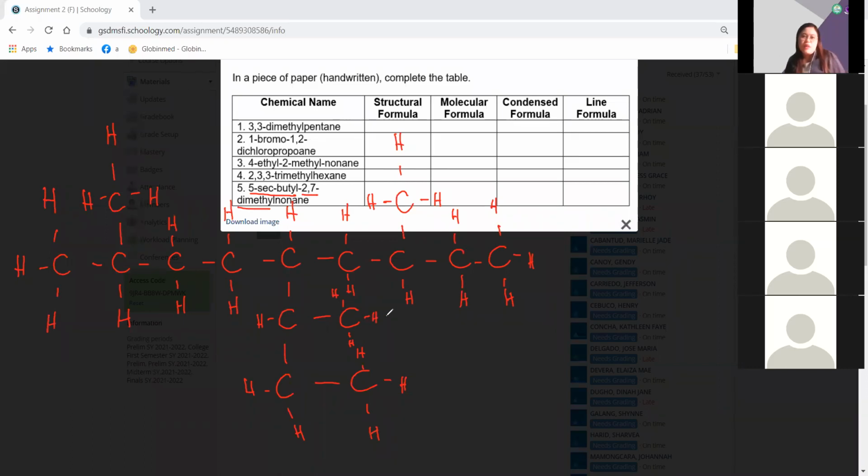Okay. So that is now the structural formula of 5-sec-butyl-2,7-dimethyl-nonane. Medyo nakulangan lang ako ng space kasi nag-overlap na siya. But anyway, I hope your answers are also correct. Walang nasobrang hydrogen, wala ding nagkulang na hydrogen. Okay? But sa molecular formula, we also have carbon and hydrogen only. But let's count for carbon. 1, 2, 3, 4, 5, 6, 7, 8, 9, 10, 11, 12, 13, 14, 15 sa taas.